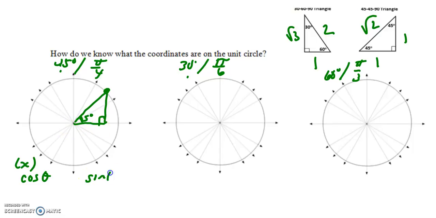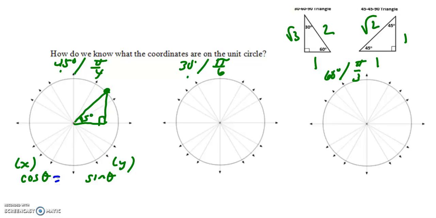And then sine, we talked about, was much more of a y value. So if we found the cosine in this triangle based on that angle, and we found the sine of this triangle based on this angle, we would know what the horizontal and vertical distance is, and we can find the coordinates of this point right here. So let's find the cosine.